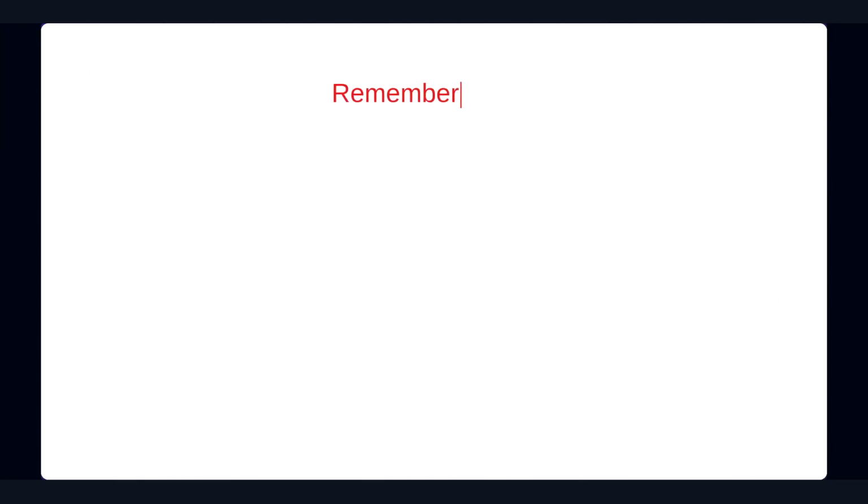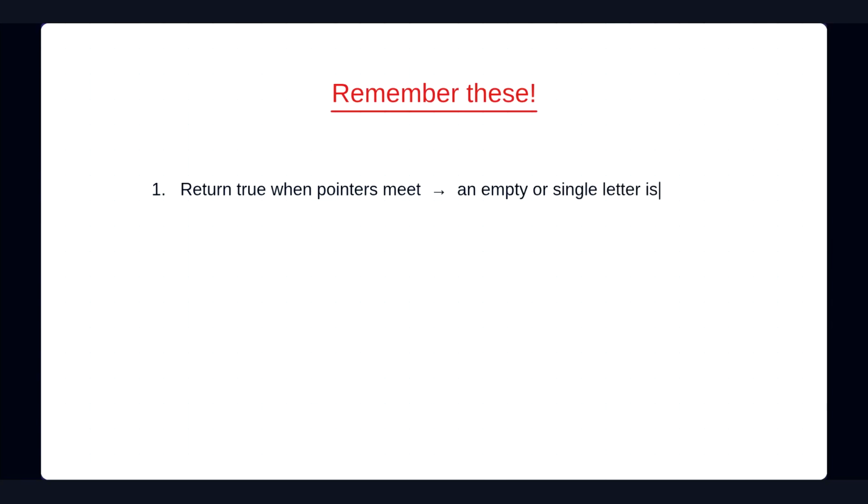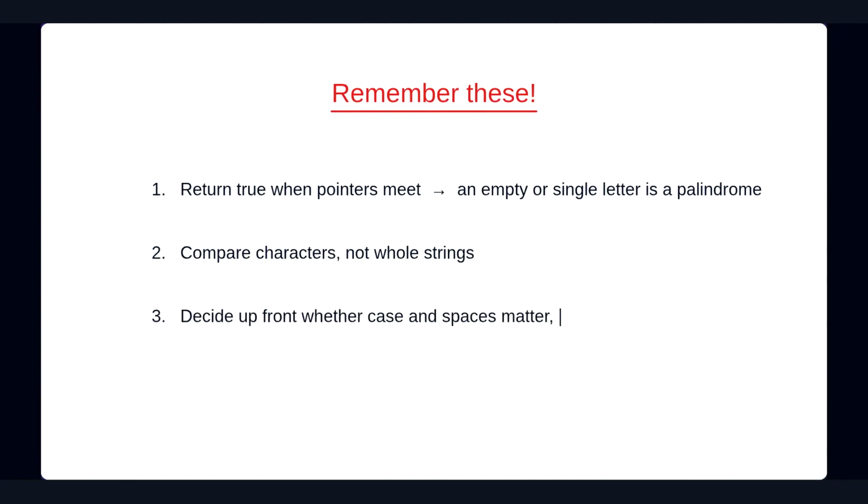A few reminders. First, when the pointers meet, you return true, which correctly treats an empty string or a single letter as a palindrome. Second, compare individual characters at the 2 pointers, not whole slices. And third, decide beforehand whether letter case and spaces should count, and clean the string up first if they should not.